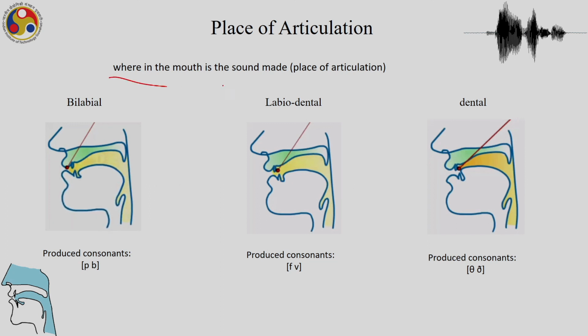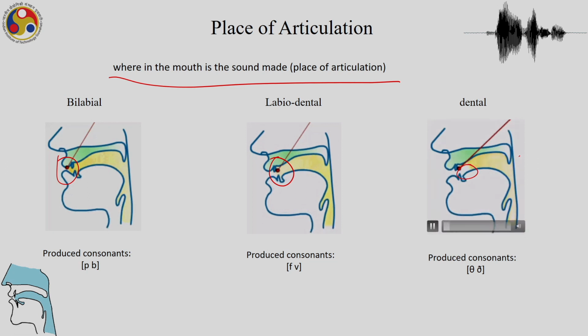Where in the mouth the sound is made, which is the place of articulation, where do you have the constriction? In bilabial, it's the lips. In labiodental, it is the lower lip and upper teeth. And in dental, you have the tongue making an obstruction with the back of the upper teeth. So here you would have consonants like p, b, here f, v, and here the dental fricatives.